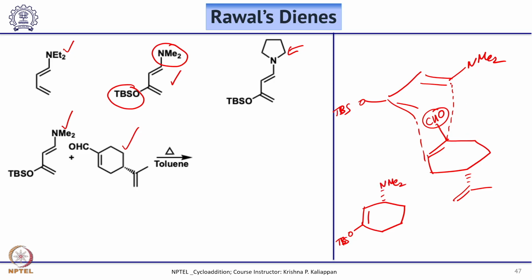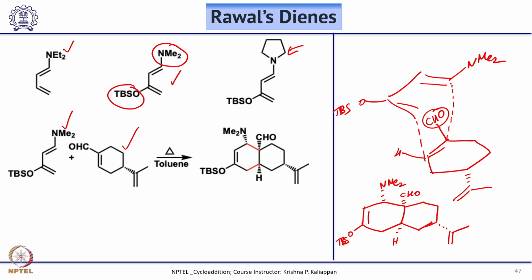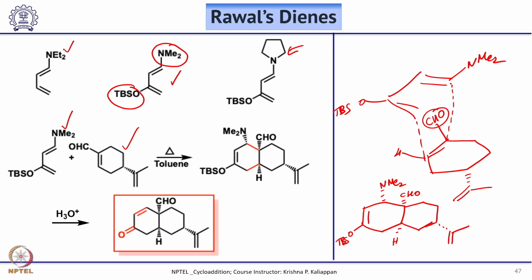So now you look at this, the aldehyde will go alpha. This aldehyde and this hydrogen are cis to each other. So this also will be alpha. Okay. So this is what you will get. So if you do the Diels-Alder reaction between Rawal's diene and this aldehyde, this is what you get. Now again, like Danishefsky diene, if you treat with acid, it will undergo hydrolysis followed by formation of alpha beta unsaturated ketone.